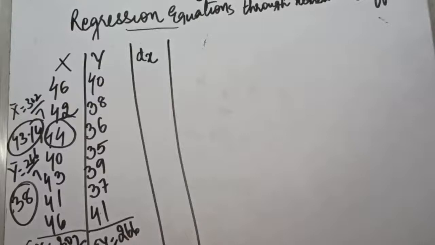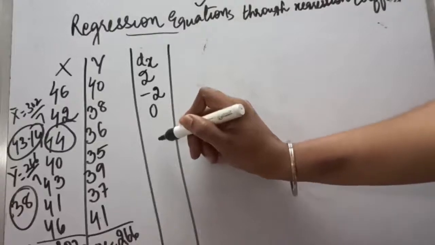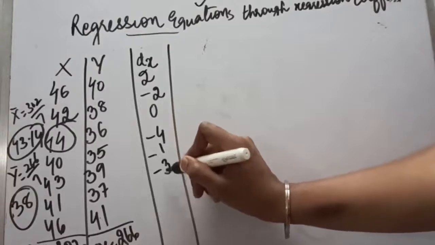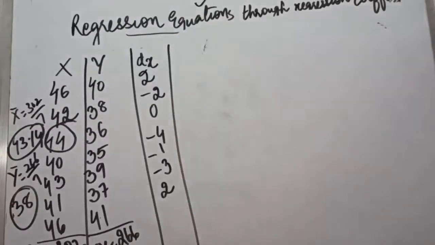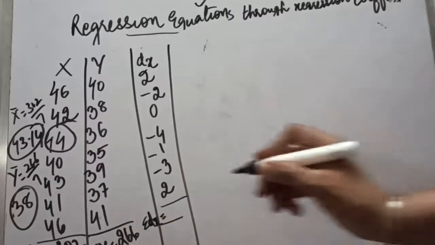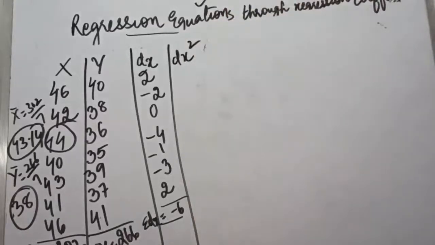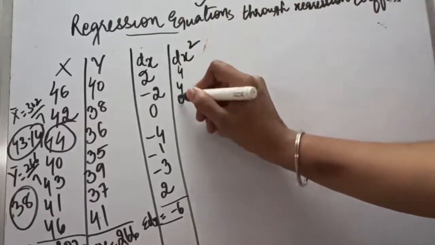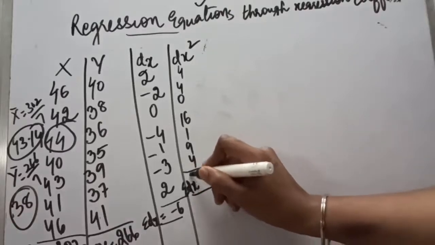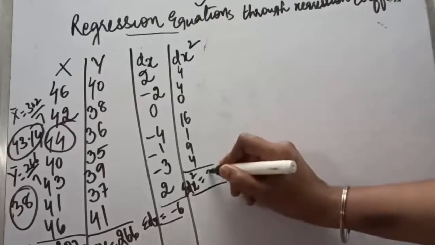46 minus 44 is 2. Then minus 2, 0, minus 4, minus 1, minus 3 and 2. So these are the dx. Adding these, sigma dx is minus 6. Now we can calculate dx square also from here, as we will require it in the formula. So 4, 4, 0, 16, 1, 9, 4. So sigma dx square comes out to be 38.